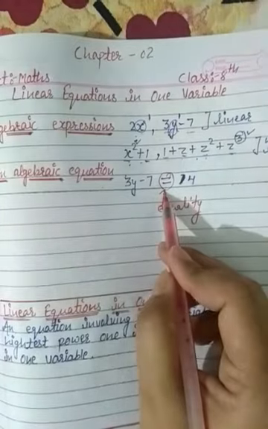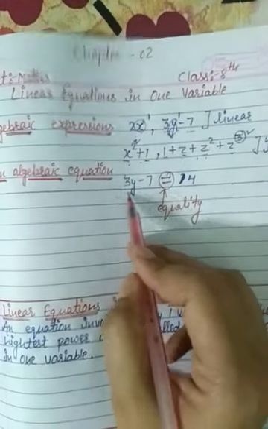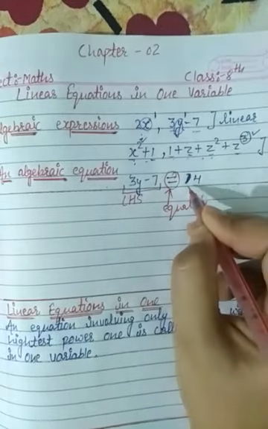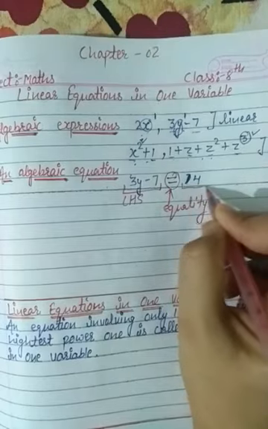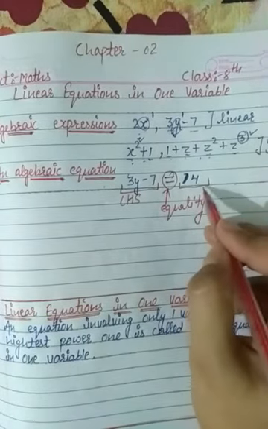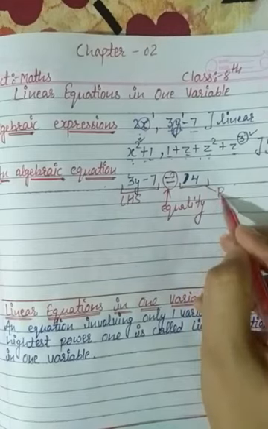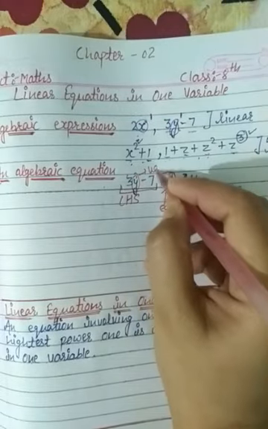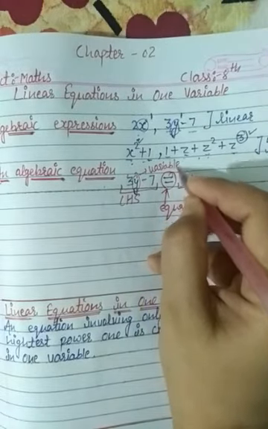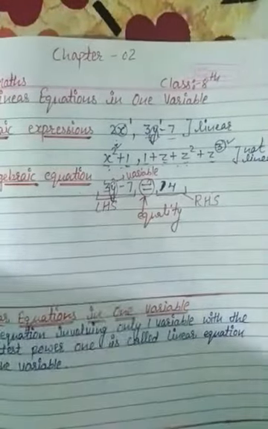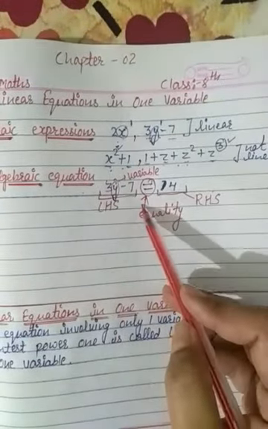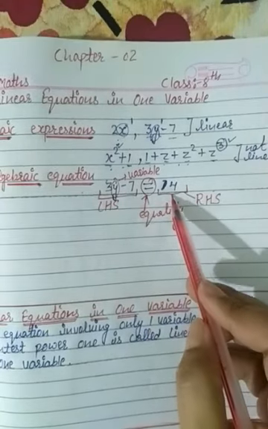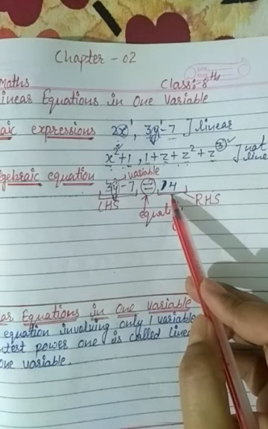The expression on the left of the equality sign is called the left hand side, and the expression on the right side is called the right hand side. y is called the variable. So it is an equation containing equality. The left expression is called left hand side. The expression on the right is called right hand side.